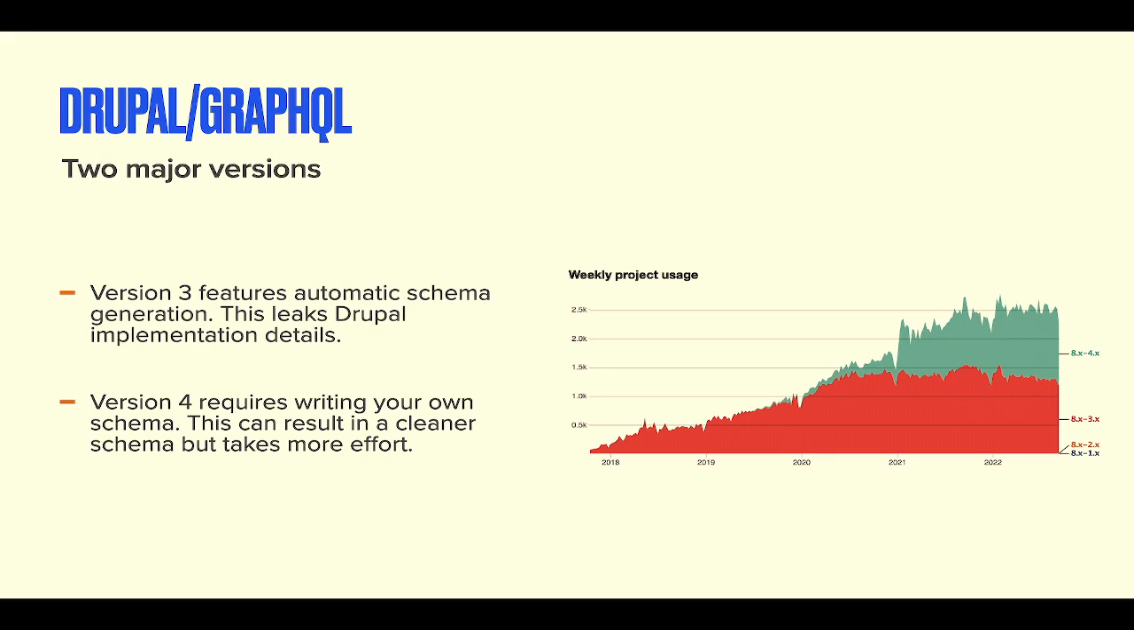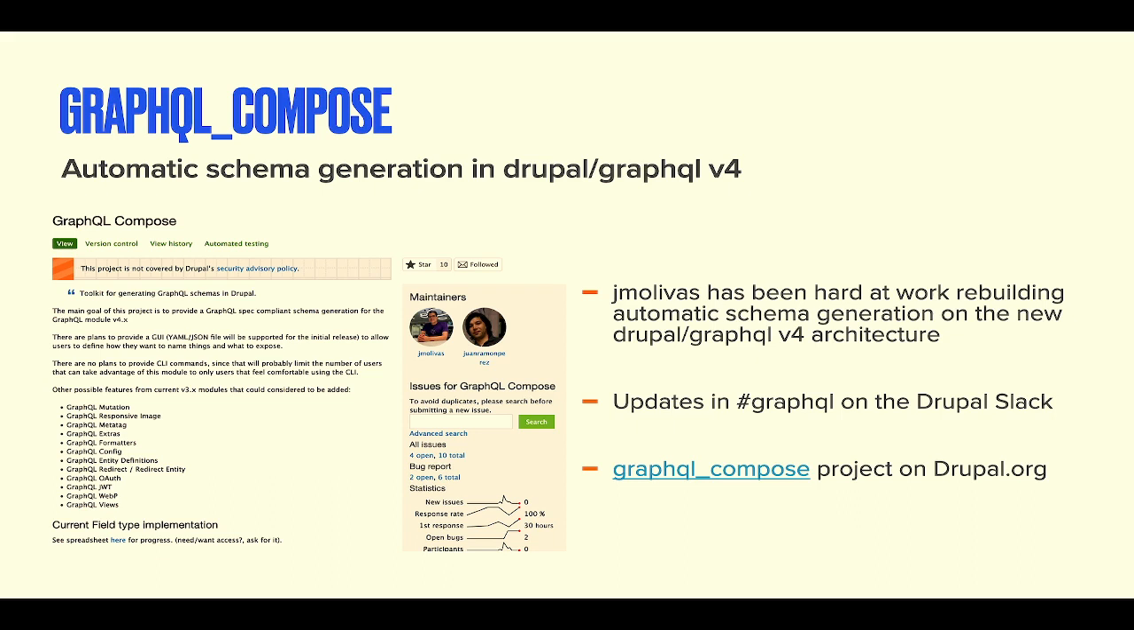And if you're currently using version 3 and you're thinking, hey, I want to get some of that version 4 goodness, but I don't want to do everything myself, that's thankfully where Jesús Olivas has done some work and created the GraphQL Compose module. This works on top of GraphQL version 4 to give you some of those features from version 3 of automatic schema generation. He has been posting updates about this in the GraphQL channel on Slack, and you can find the GraphQL Compose project on Drupal.org.